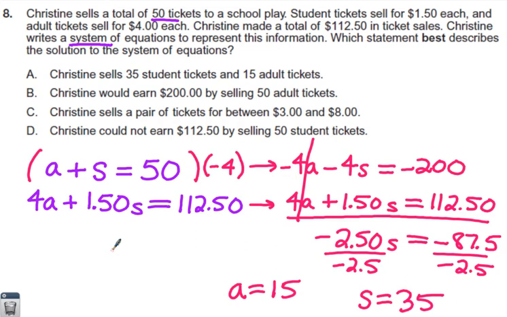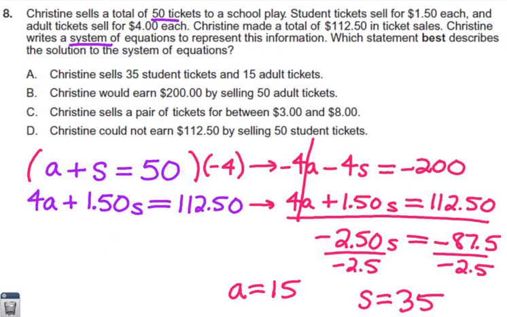Part C, Christine sells a pair of tickets for between $3 and... what? I mean, I guess that's true, but it doesn't describe the solution. And then D, Christine could not earn $112 by selling 50. I don't know. I'm going to say that's probably true.